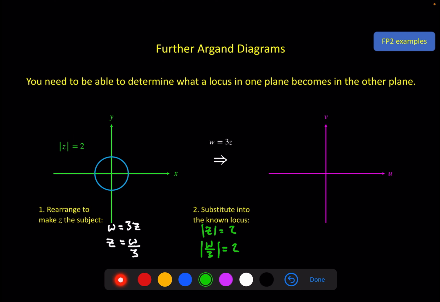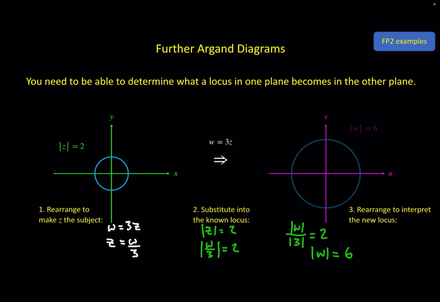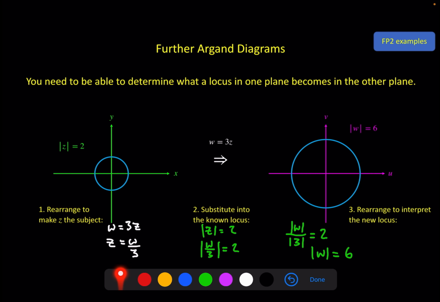Now, in one sense, that's the transformation finished, but in order to interpret what this locus is, we should rearrange it into something familiar. We've got the modulus of w over 3, and we know that can be split into the modulus of w divided by the modulus of 3, and the modulus of 3 is just 3, so this becomes the modulus of w is equal to 6. Which is a very similar expression to this. It's a circle with the center 0, 0 and a radius of 6. So it has become bigger. It's an enlargement, scale factor 3. And that may not be a surprise to you, given this statement here.